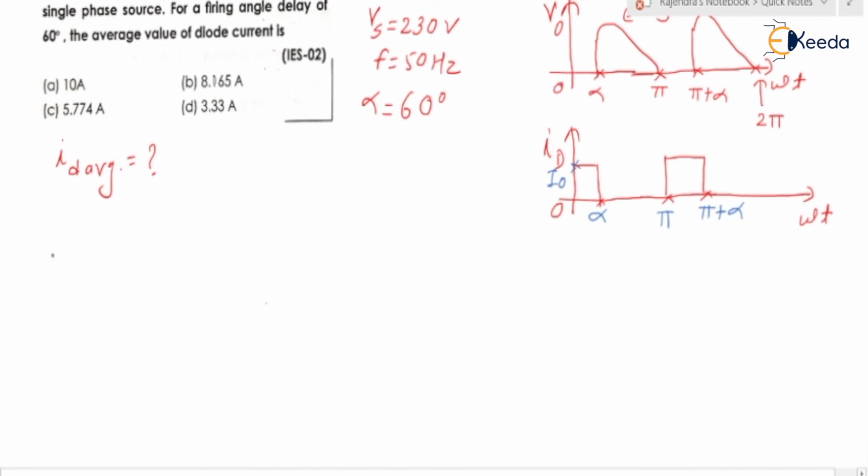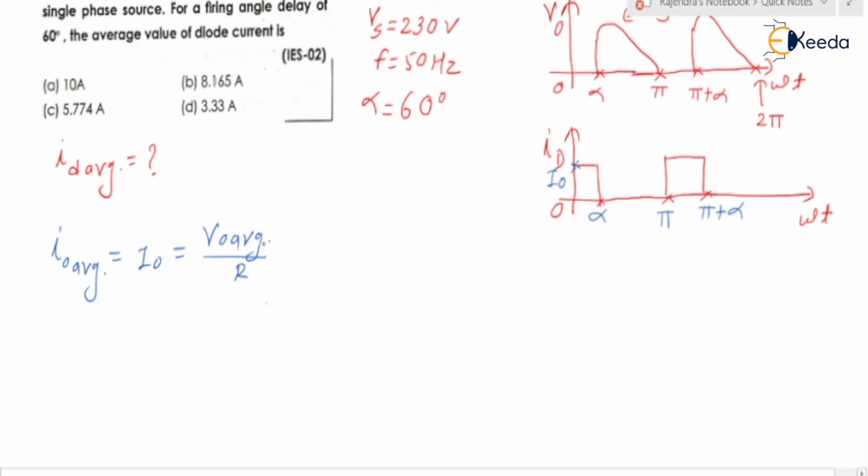I am writing it as I0 average is equal to I0, which is equal to V0 average divided by R, right? Because average voltage across the inductor is 0, so average load voltage is nothing but the average voltage across the resistor. So I0 average is equal to the average voltage across the resistor divided by R. So V0 average is nothing but the VR average.